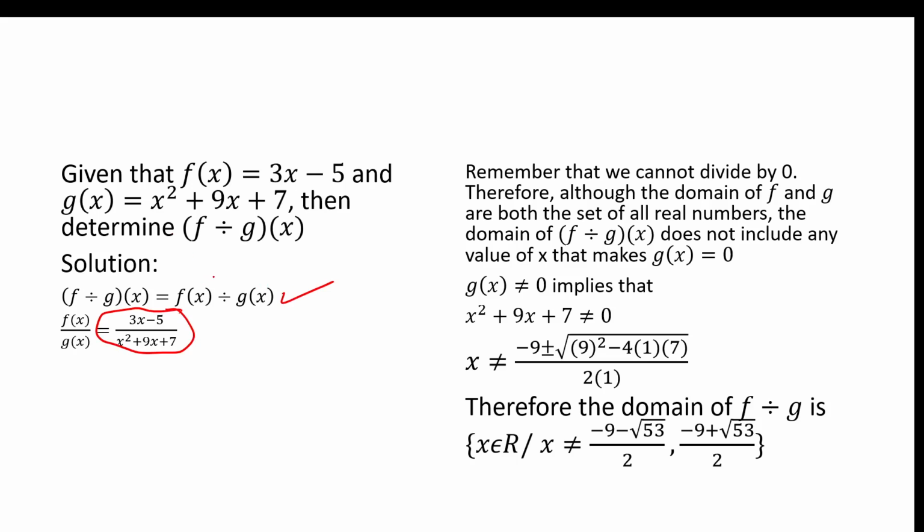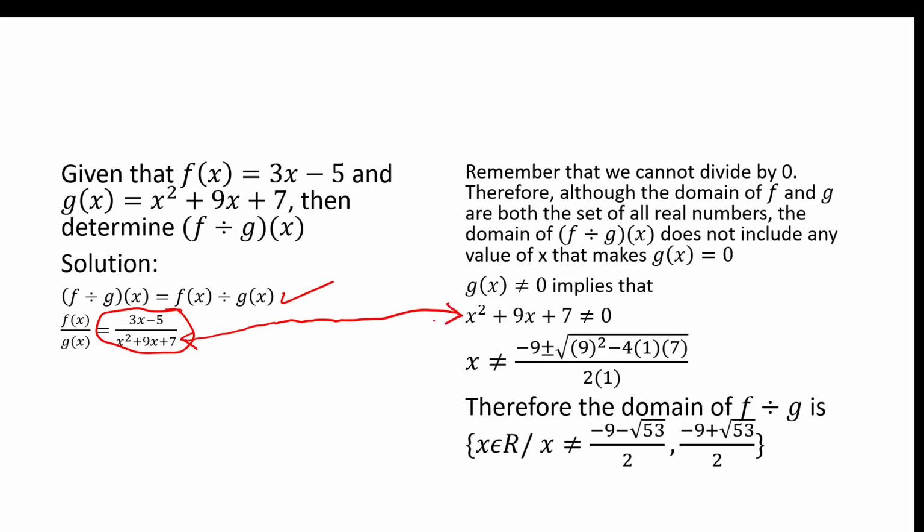And we have to remember, though, that we can't divide by 0. So our domain for f divided by g of x will be all values in the intersection of the domains of f and g, just like before, as well as taking out from the domain of g any value that makes g of x equal 0. So to show you what that means here, we see, and it's actually common sense, we see x squared plus 9x plus 7 in the denominator.